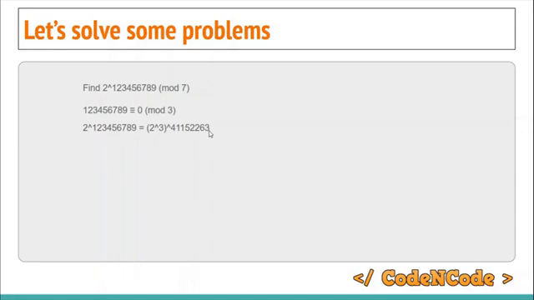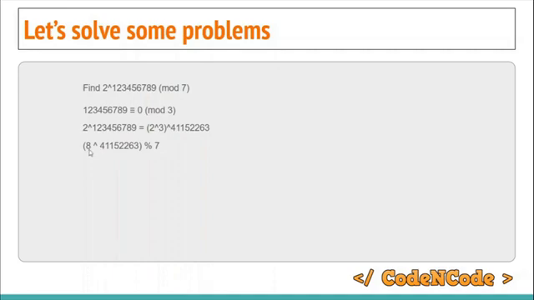If you have an expression of a raised to power b into c, where b and c are the powers of a, what you can do is calculate a raised to power b and then raise the result to power c. So 123456789 can be written as 3 into 41152263. I am calculating 2 raised to power 3 first, and then I would calculate this result. So 2 raised to power 3 is actually 8 raised to power 41152263.